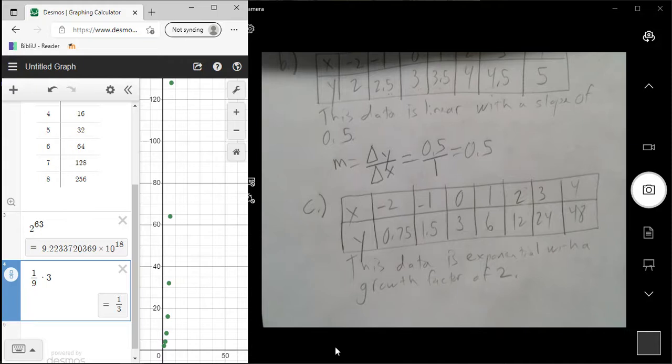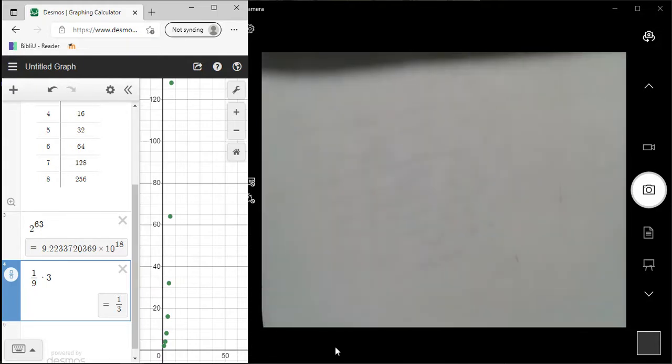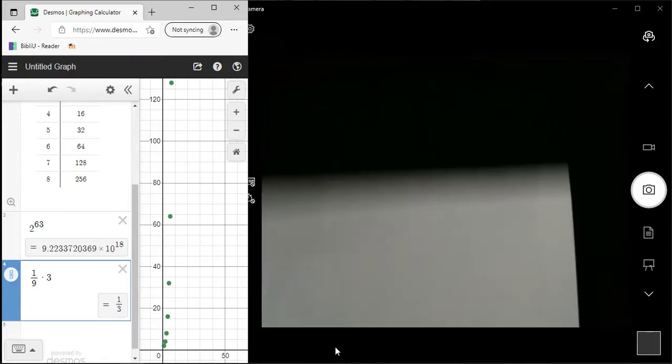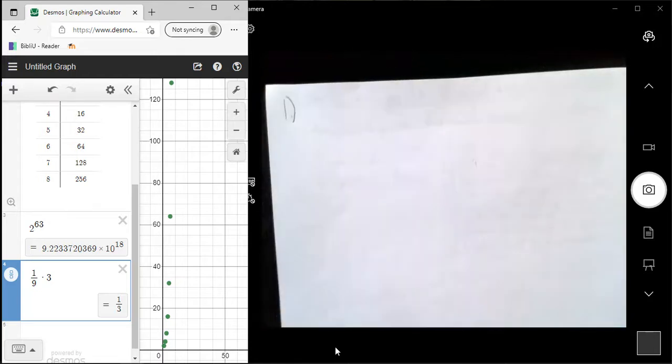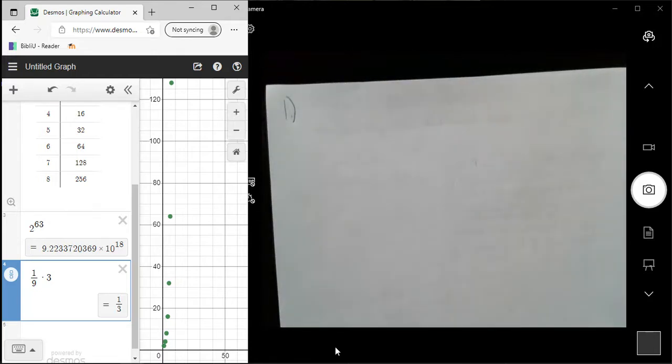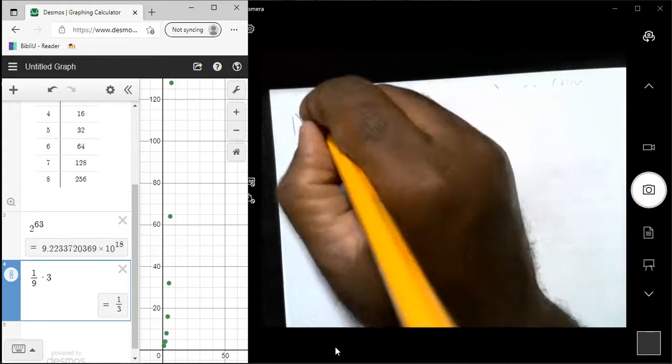Okay, now that takes care of 3.1. Now we're going to move on to 3.2, which is on page 281 and 282. Now I said I would cover problems 1 and 6. So problem number 1 on page 281. It says complete the following tables. All right, I guess I gotta keep doing these tables.